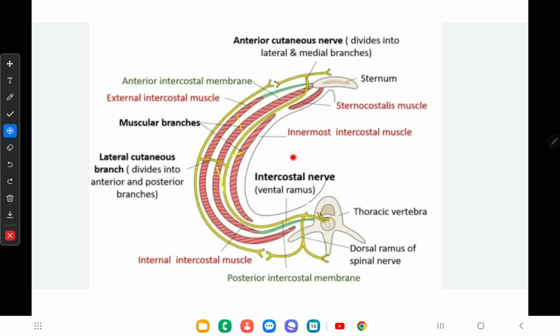So as you can see here, usually the neurovascular bundle goes in between the second and third muscle layers. Here you can see the external intercostal muscle, the outer layer. Then you have the internal intercostal muscle, the second or middle layer. Then you have the innermost intercostal muscle, the third layer. You can see this intercostal nerve goes in between the second and third muscle layers.